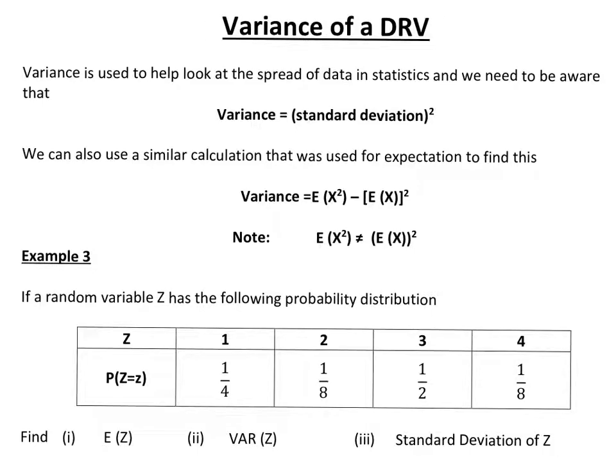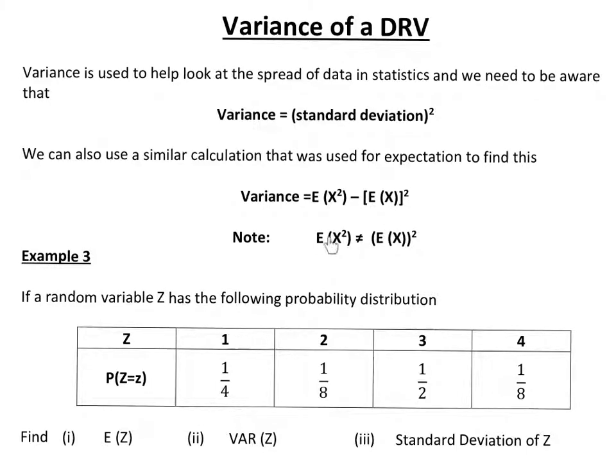Another quality that we want to look at is what's called the variance, and it measures the spread, or helps measure the spread of data in statistics. And it's very closely linked to standard deviation, which we may have seen before. Standard deviation being the spread of data, and variance is simply standard deviation squared. And we can use the expected value to help us get the variance of a discrete random variable. And it says variance is the expected value of x squared minus the expected value of x all squared.